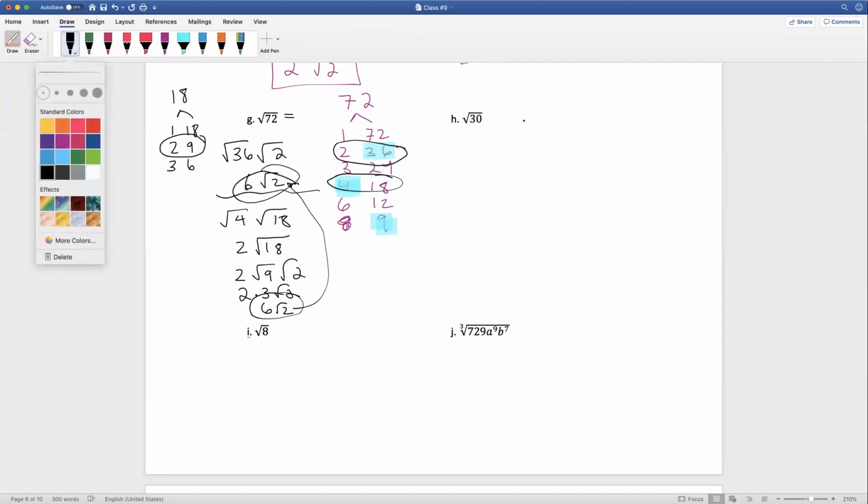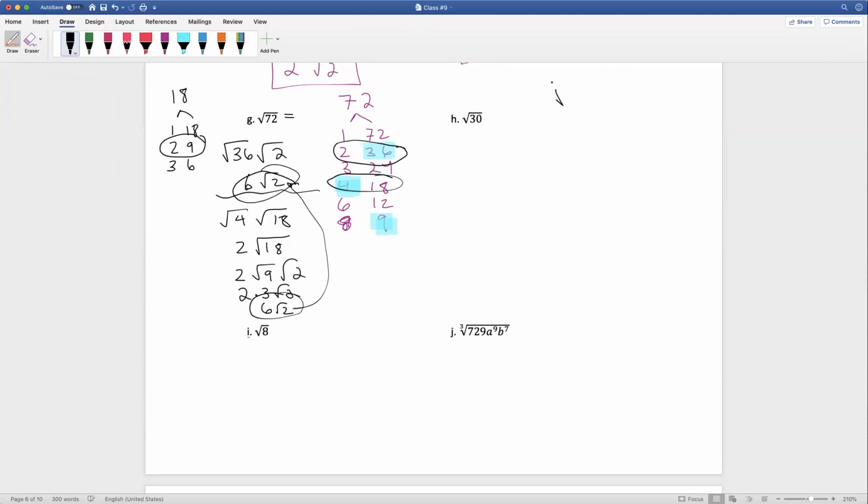Well, let's list all the factors of 30. We're looking for any perfect square factors of 30 here. What does 30 have? 1 and 30, 2 and 15, 3 and 10, and we're done. Isn't that mean? Let's see. 1 and 30. 1's a perfect square, but nobody cares about that, right?